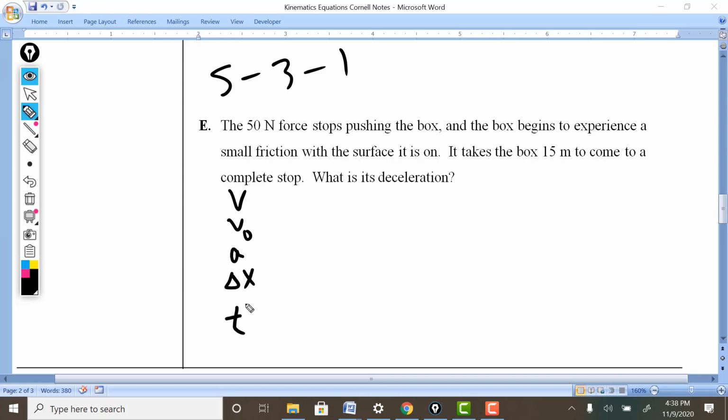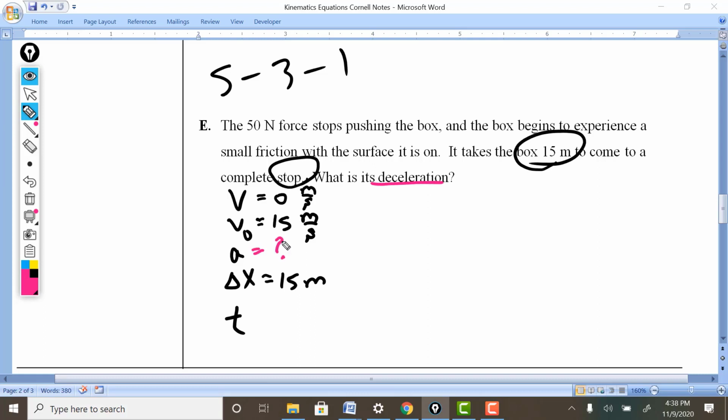Well, it's been going at 15 meters per second, so that's your V naught. It takes the box this long to stop, and if it comes to a complete stop, that's 0. We want the deceleration. Okay, so what we've done is we wrote all 5 of the variables. We identified the 3 they gave us, and we just identified the one they want. I can erase this. I don't need this anymore. This is going to be modeled best by the third kinematic equation. Most impressive.